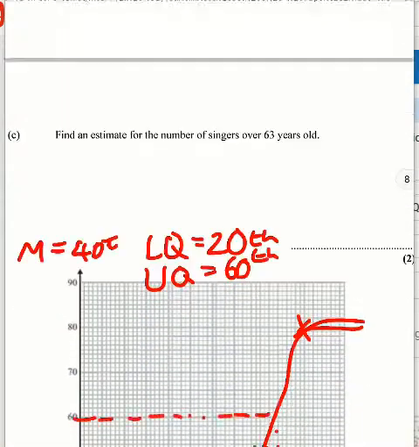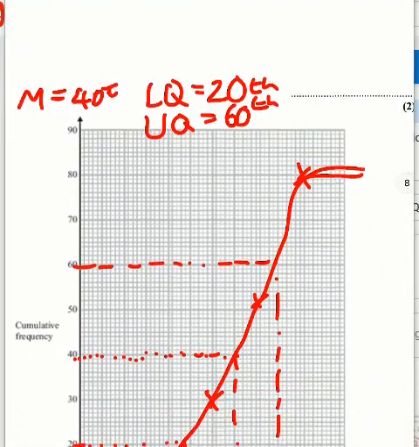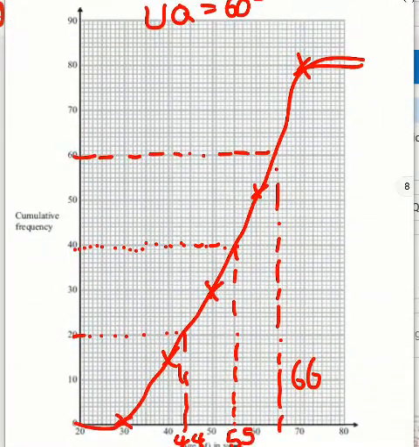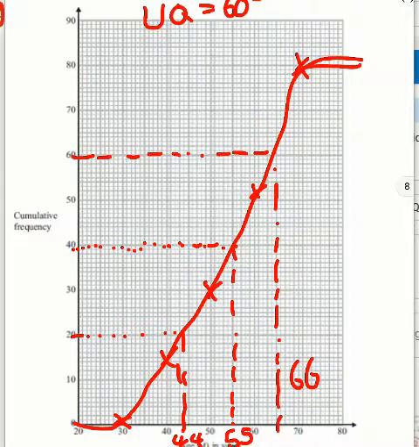Finally, it wants to find an estimate for the number of singers who are over 63 years old. So I want to make sure that we're on the right axes here. The age is the x-axis, so we're going to want to draw a line upwards around about 63, so it's quite difficult to see here on the screen, but I'm going for that part there. And then if we're reading that off, that gives me around about 57.